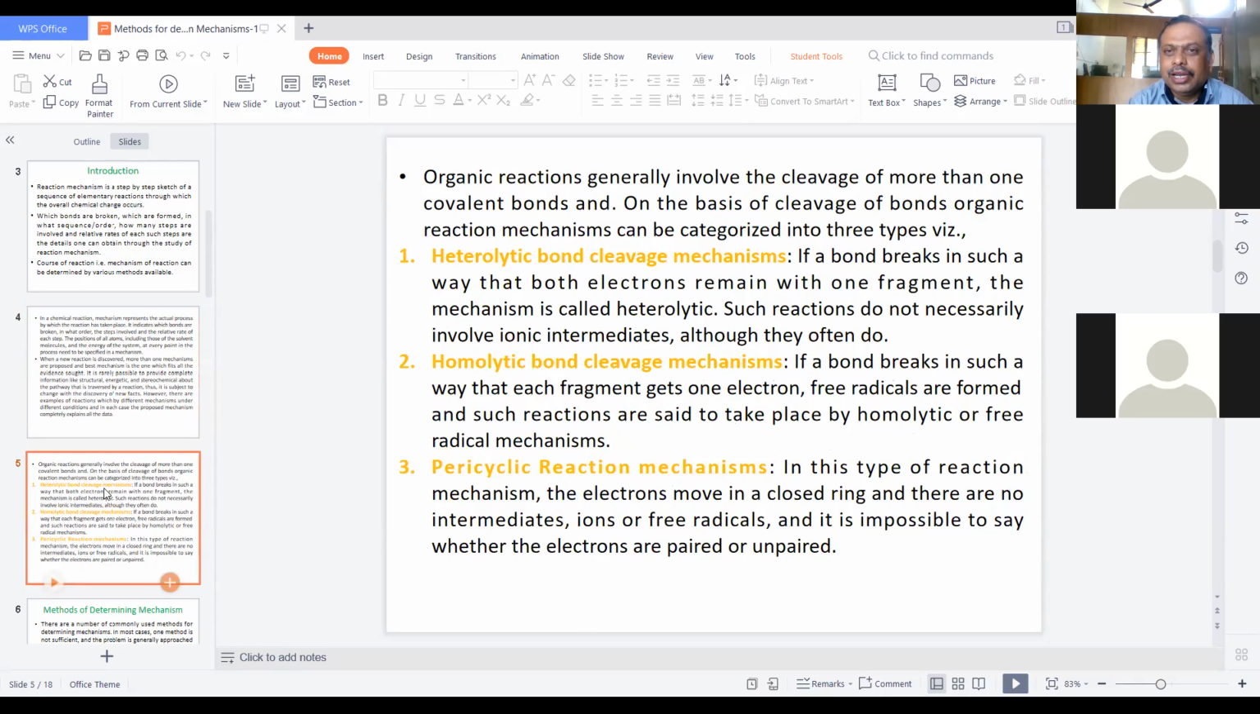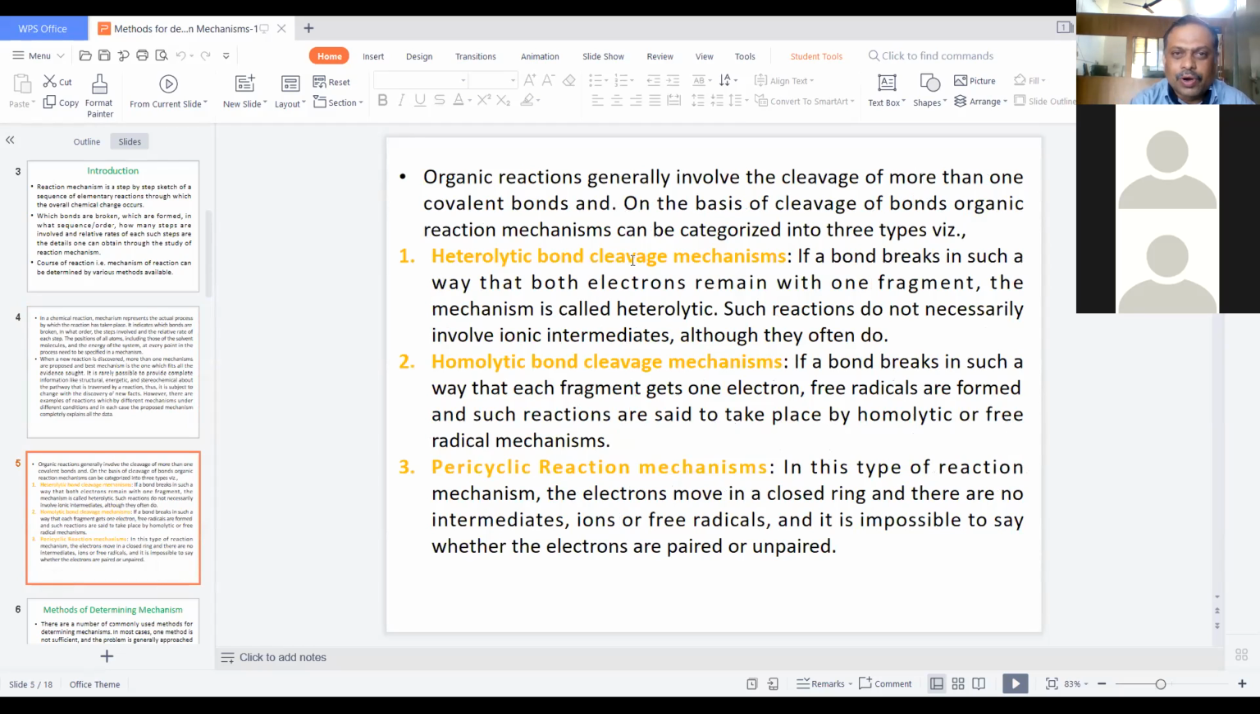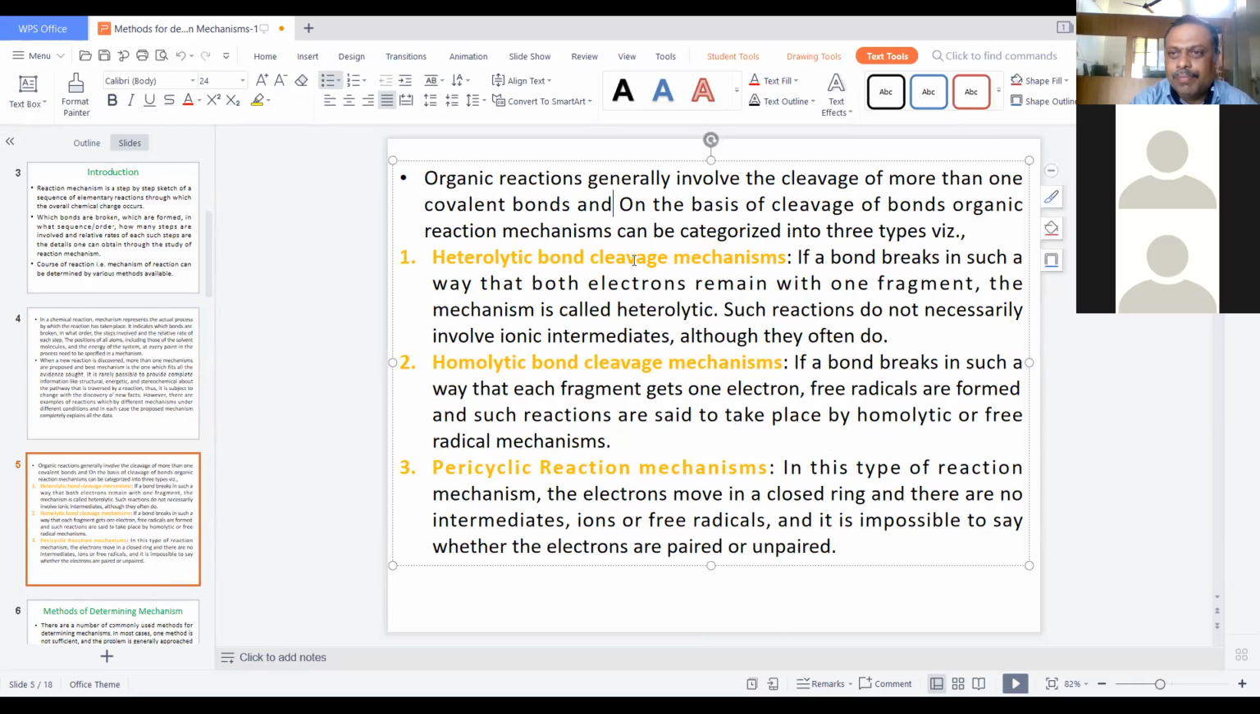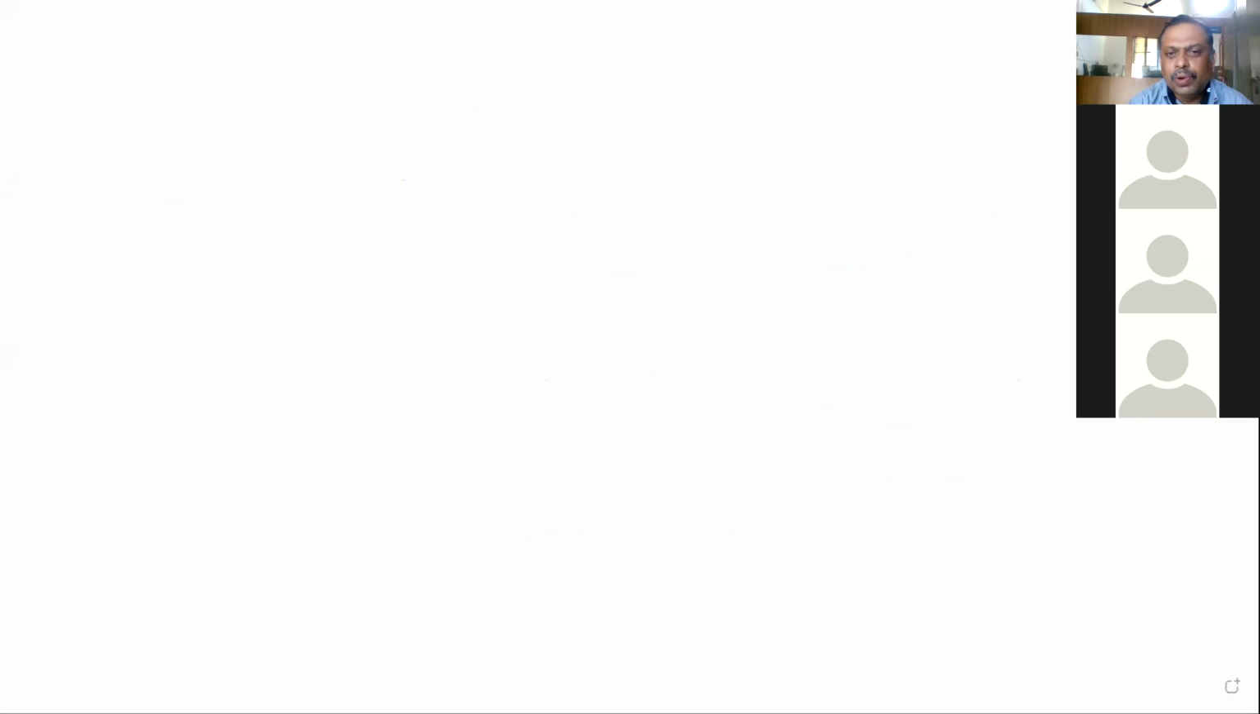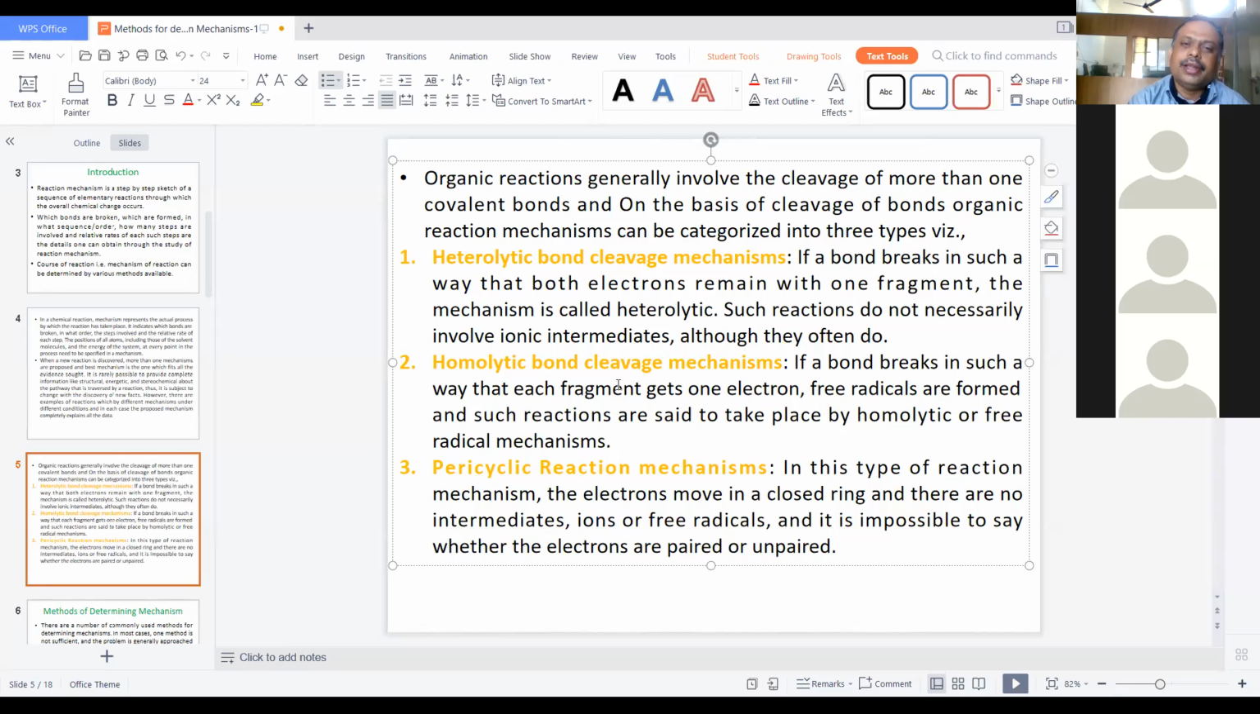Now, organic reactions generally involve the cleavage of more than one covalent bond. What happens in organic reactions? Cleavage of bonds. On the basis of cleavage of bonds, organic reaction mechanisms are characterized into three types. First is the heterolytic bond cleavage mechanism. Second, homolytic bond cleavage mechanism. And third, pericyclic reaction mechanism. That means we characterize organic reaction mechanisms in three different ways: heterolytic bond cleavage, homolytic bond cleavage mechanisms and pericyclic reaction mechanism.